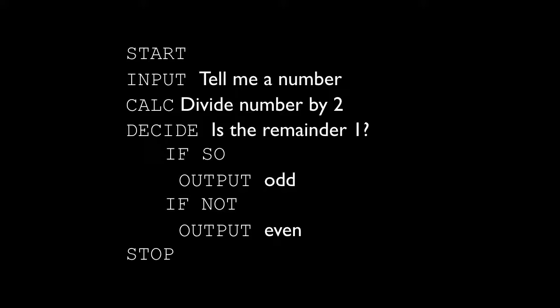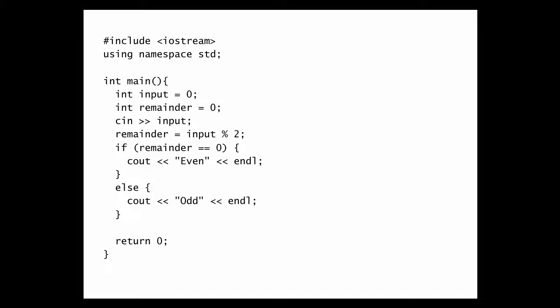We start our algorithm. We input and say, tell me a number, so the user knows what they're being asked for. We divide that number by 2, and we decide, after we've divided that number by 2, is the remainder 1 or not? If it is 1, then the number is clearly even, right? Of course not. The number is odd. I'm just checking to see if you're paying attention. And if the remainder is 0, then the number is clearly prime, right? Even. Come on, fix me up here, guys. All right, everybody with me? And then we stop the algorithm. Everybody good with that? All right, here is the same algorithm expressed in C++.